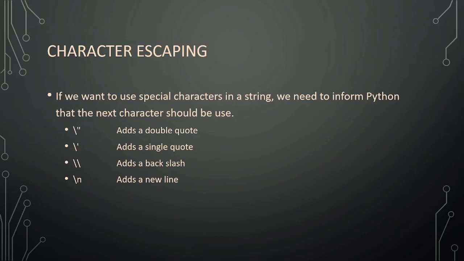Now, because backslash is a special character, because that's our escape character, if I want to add a backslash into my string, I actually have to put in two backslashes to add that backslash in. And backslash n actually adds a new line. So if you want a string to go over multiple lines, you can do a backslash n and it'll jump down to the next line. Let's go over to PyCharm now and see how that works.